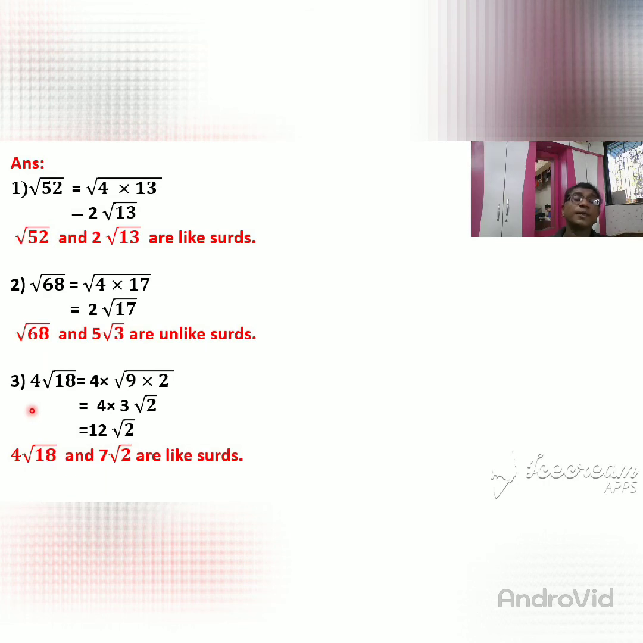Okay, so 4 root 18, when it is factorized, you get 12 root 2, and the given surd is 7 root 2. So here is root 2, here is root 2, they are the same. So they are like surds. Do you understand? So they are like surds.